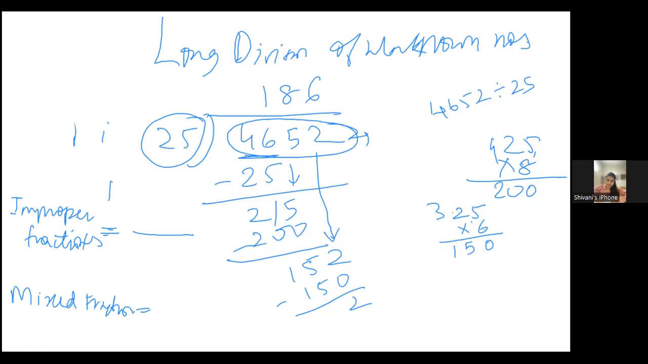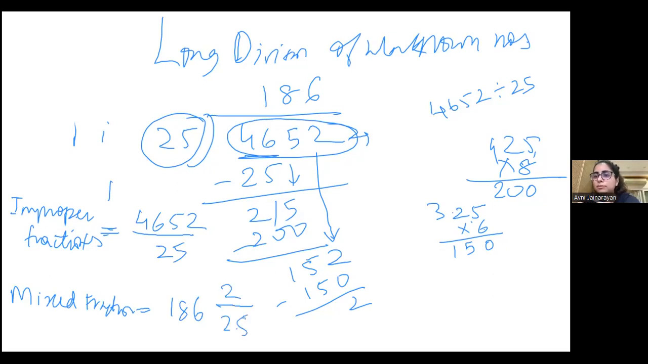Improper fraction will be 4652 divided by 25. Now we've converted it to a mixed fraction. The whole number will be 186, and then 2 upon 25. So you have to train them to do calculations of this intensity.